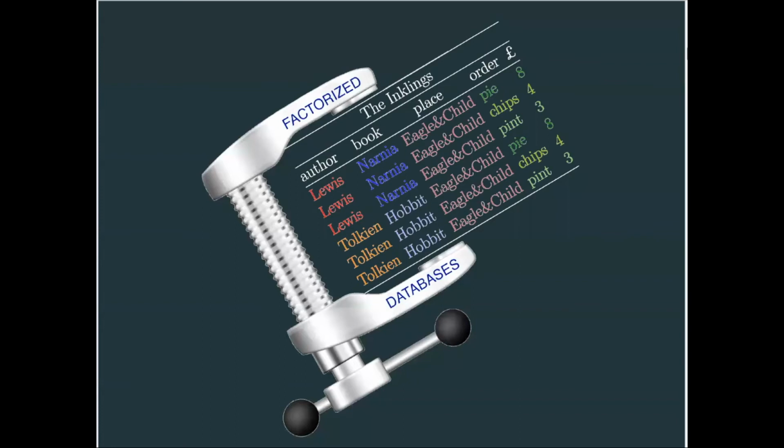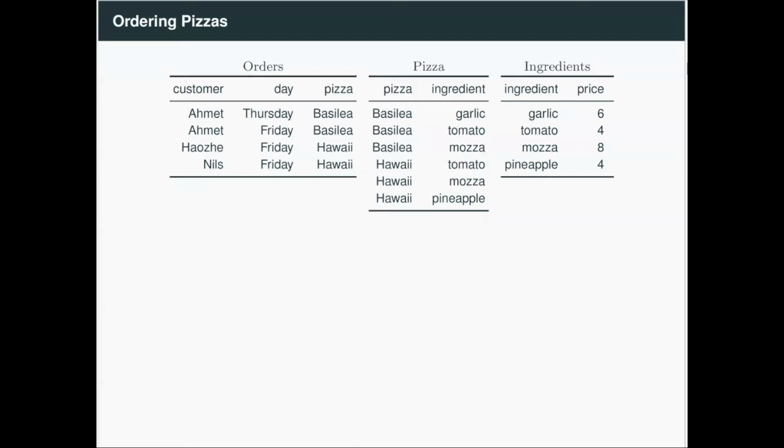Let us now revisit factorization by means of a simple example. Consider a database of three relations. The relation orders keeps information about customers ordering pizzas on specific days. For instance, Ahmed ordered pizza Basilia on both Thursday and Friday. The relation pizza pairs each type of pizza with its ingredients. For instance, Basilia has garlic, tomato, and mozzarella. Finally, the relation ingredients gives the prices of ingredients used in the different pizzas.